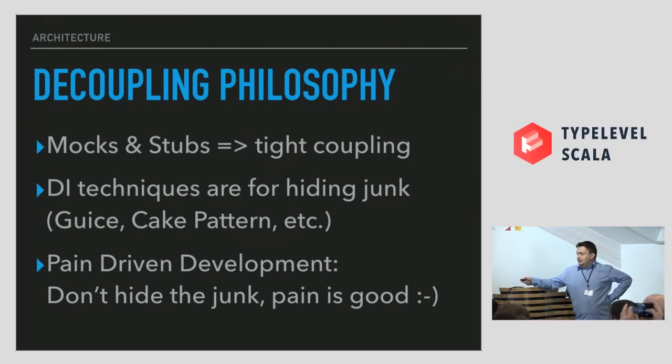And also dependency injection techniques that are used for hiding the problems you have in your code. I think Guice and the cake pattern and whatever, anything except plain old constructor injection is bad because it's used for hiding problems. If a component you have has too many dependencies, that's a problem. It's not a problem of injection, it's a problem that you have too many dependencies.